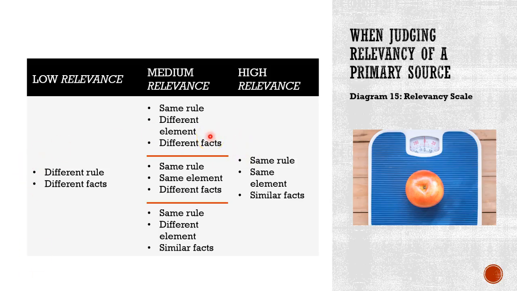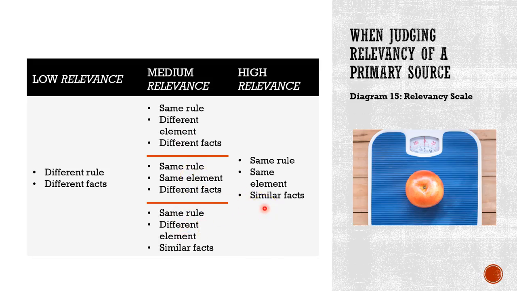Medium relevance is where the case talks about the same rule, maybe a different element of the rule, in different facts. Or the same rule, same element, different facts. Or same rule, different element, similar facts. We're looking for these 3 things, rule, element, facts, to determine the weight of the relevance of a case. And we can have medium relevance because we're not as low on the relevance scale as different rule and different facts, but we come up higher and we look at those three criterion in relation to the relevance of it.